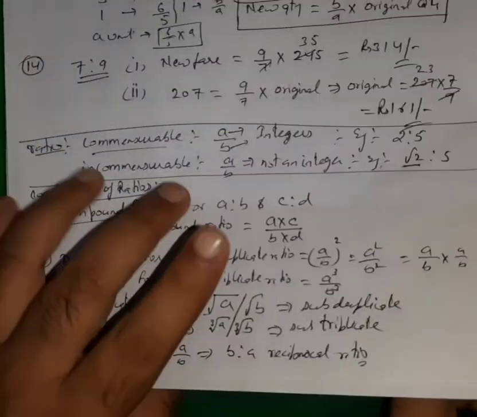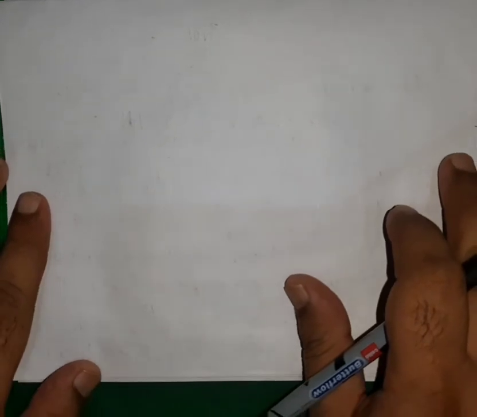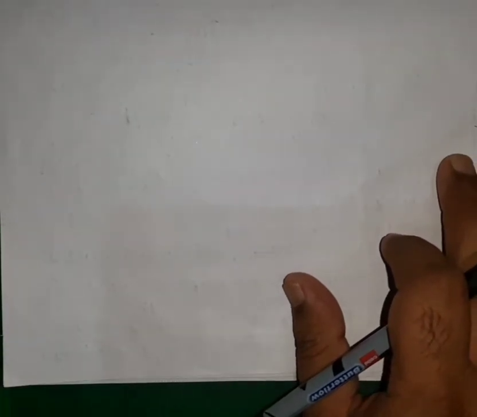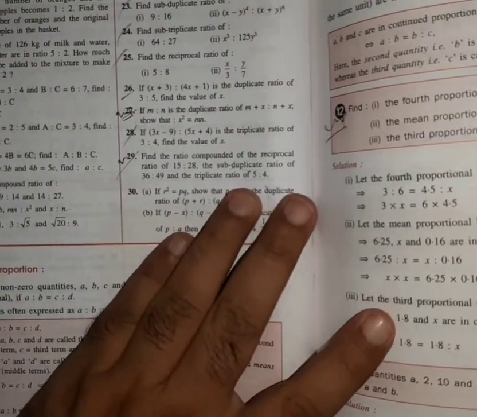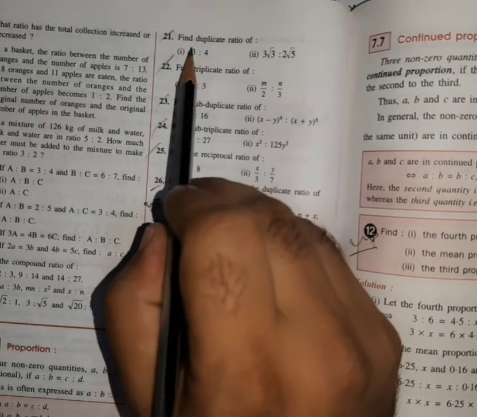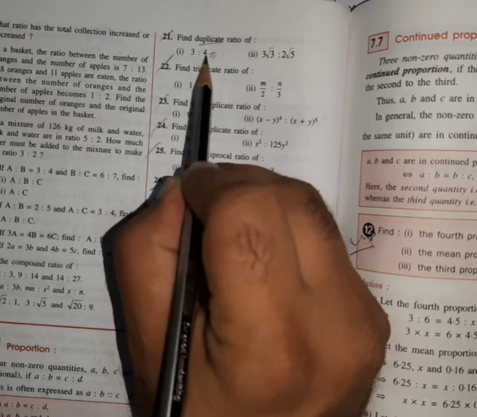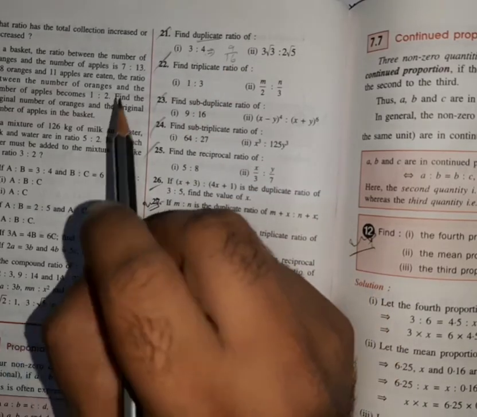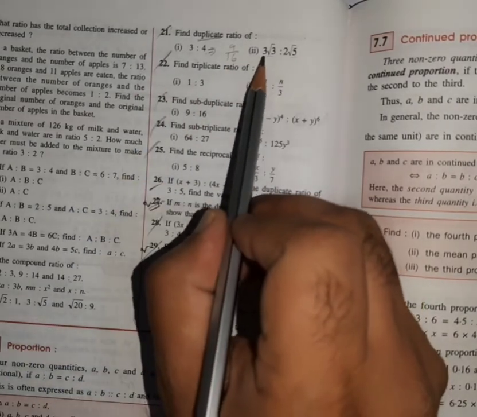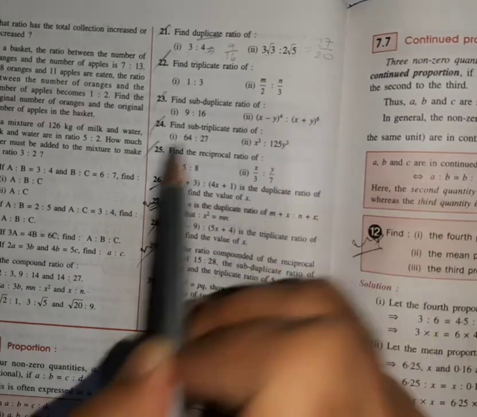For this, I am taking some questions from our next part. Let us talk about some questions now. In question number 21, the question says find the duplicate ratio of 3:4. Since in the duplicate ratio we have to square, the duplicate ratio will be the square of both, so it will be 9 over 16.